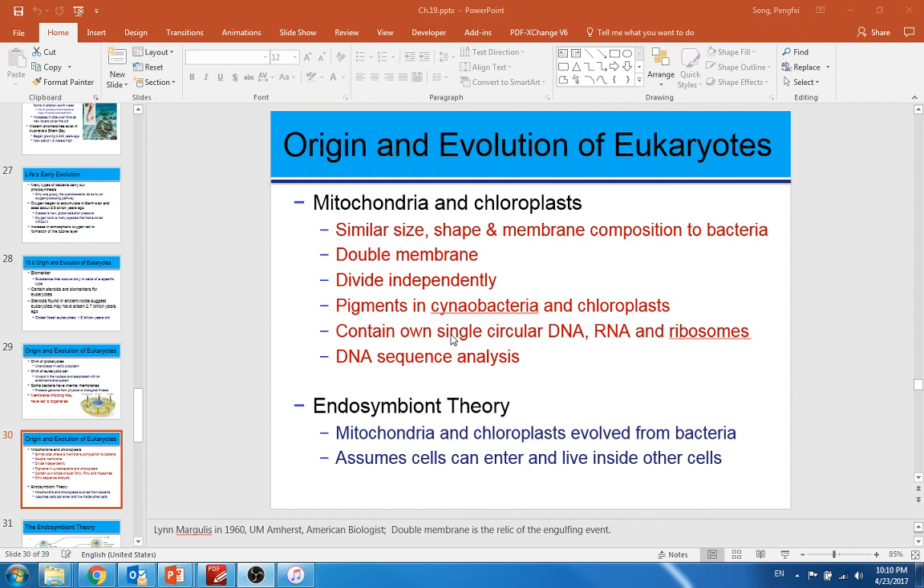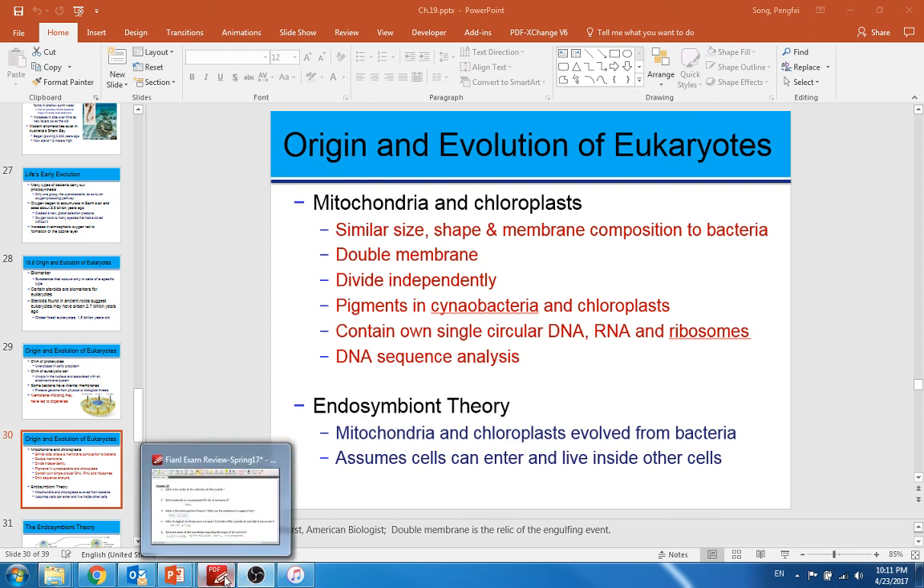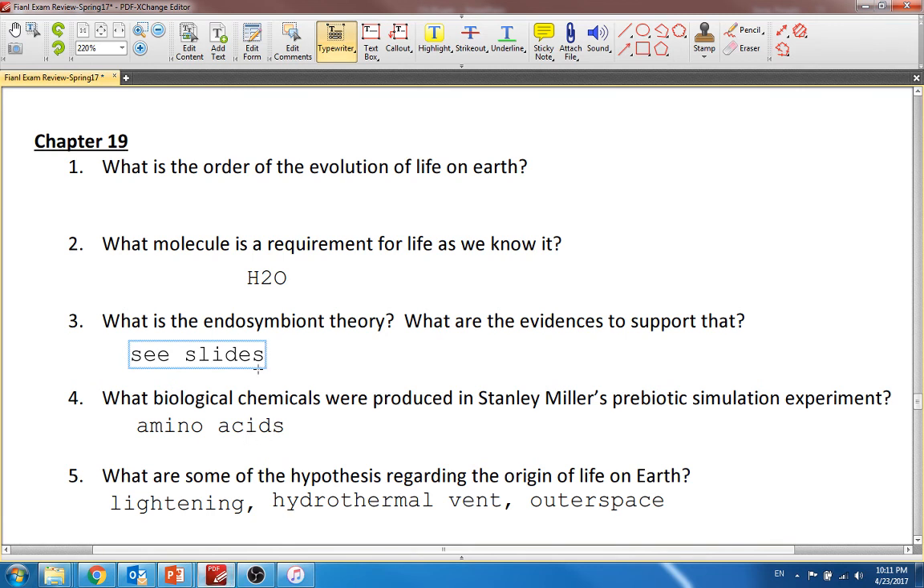Number 5 is that they both contain their own single circular DNA. They also have their own RNA and ribosomes that are similar to bacterial ribosomes. Number 6 is that if you compare their DNA sequences, they are very much similar to the DNA sequences of some known bacterial species. They do not have introns. Again, a feature that's found in mostly just prokaryotes.